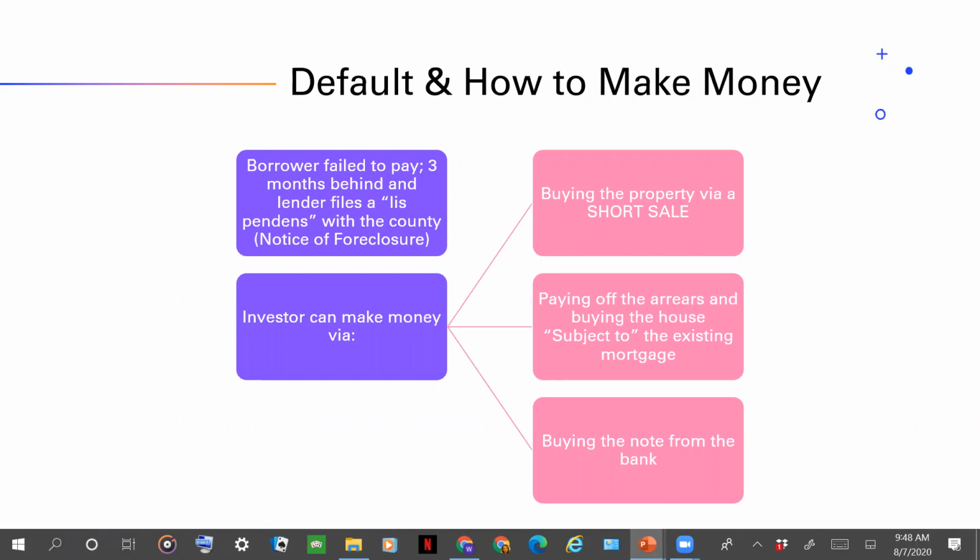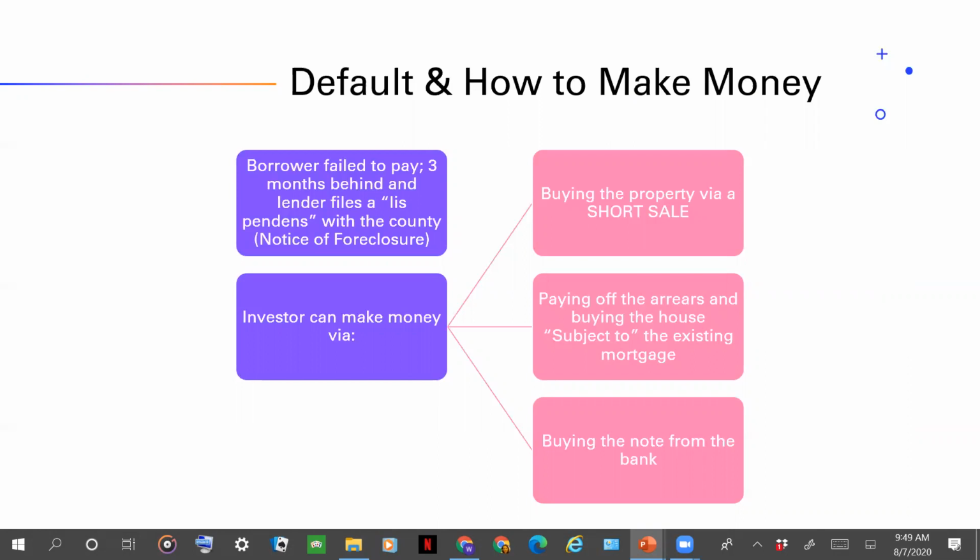So, when the borrower fails to pay the mortgage, 3 months behind or more, the lender can file a lis pendens with the county where the property is at, and that is known as the notice of foreclosure. Okay, so now the legal process has started. Now the investor can make money during the default stage three ways.